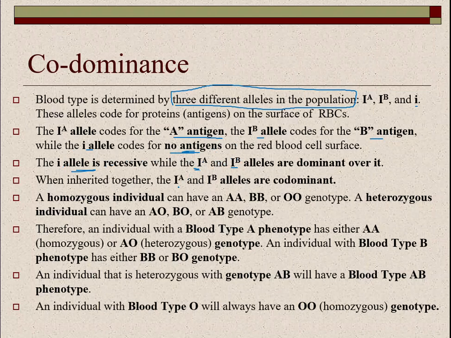Now, what if you inherit the A allele and the B allele? What will be your blood type? Your blood type will be AB. The reason is because both of these alleles are co-dominant. They are both expressed. One is not dominant over the other. They're both expressed physically on the red blood cell surface. Okay? So now how do we represent this information genotypically?